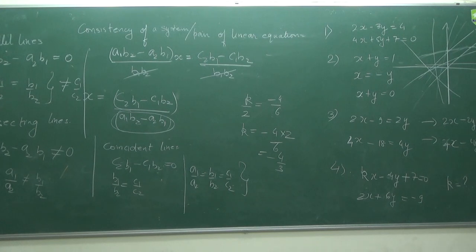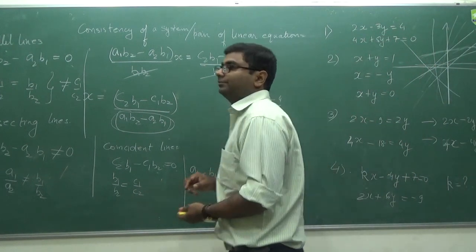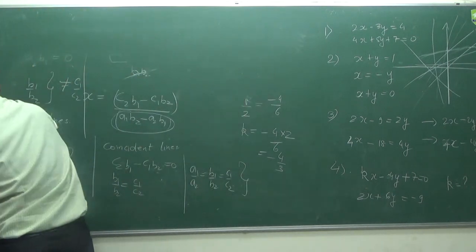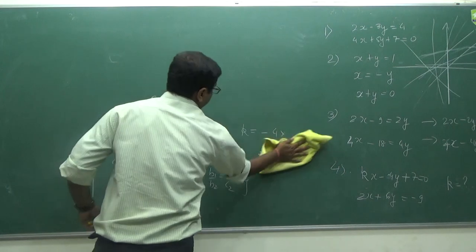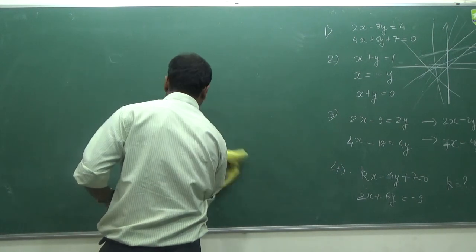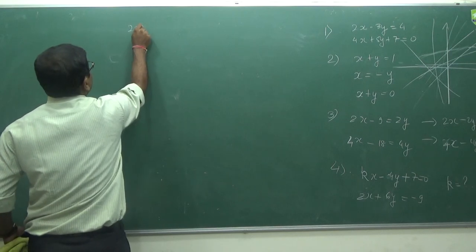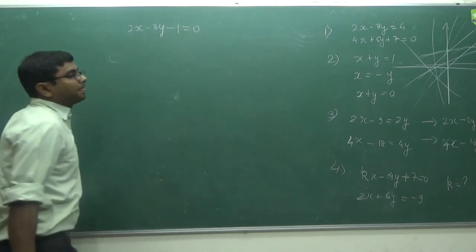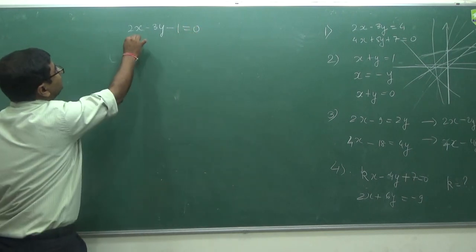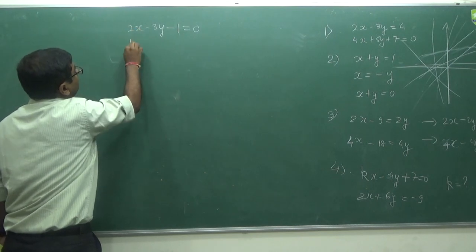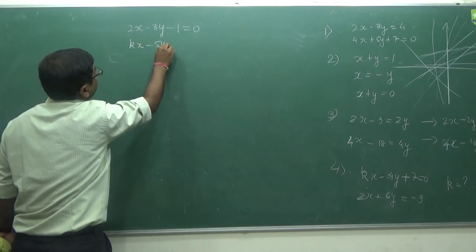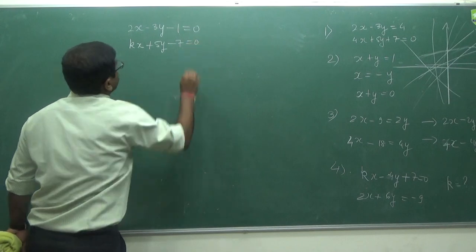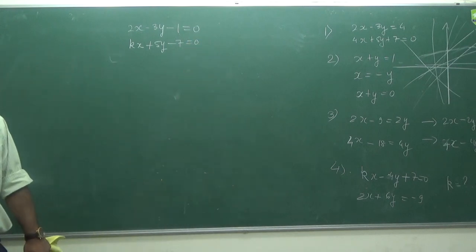I'll give you another solution and solve that also on the board. Can you read out the equations, please? 2x minus 3y equal to 1, and kx plus 5y is equal to 7. So I write them as 2x minus 3y minus 1 equals 0, and kx plus 5y minus 7 equals 0.